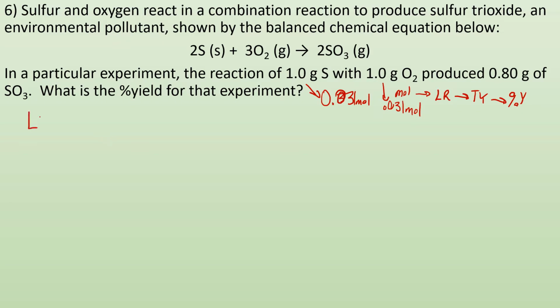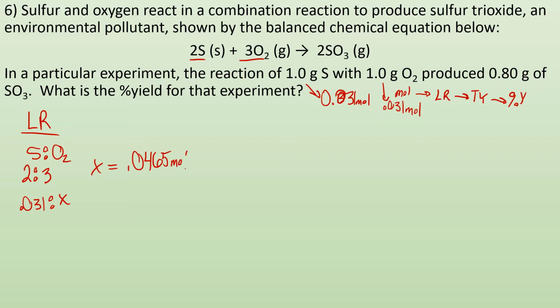So let me figure out my limiting reactant. Based on the equation, for sulfur to oxygen, the ratio is a 2 to 3 mole ratio. So let me just plug in sulfur, right? So I get 0.031 moles of sulfur will need how much oxygen. So now I cross multiply and divide, and I get X to equal 0.0465 moles of O2. But we only have 0.031. So that tells me O2 is my limiting reactant. I'm going to run out of that first. I have less than what I need.